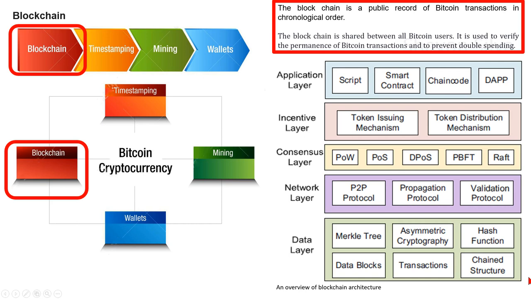Blockchain has some components. Generally, the architecture of blockchain can be organized as 5 tiers, which are data layer, network layer, consensus layer, incentive layer, and application layer, as shown in this figure.